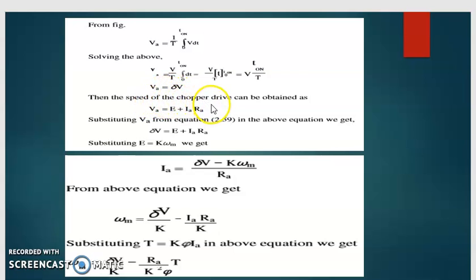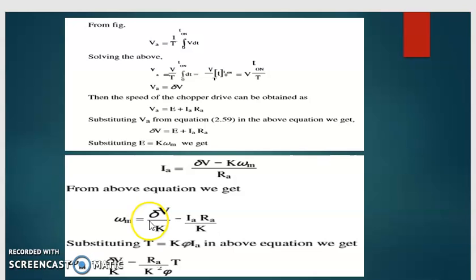Then the speed of the chopper drive can be obtained as VA is equal to E plus IA RA. Substituting VA from equation 2.59, we put this value in this equation and see that delta V is equal to E plus IA RA. Substituting E is equal to K omega M, we get IA is equal to delta V minus K omega M upon RA.